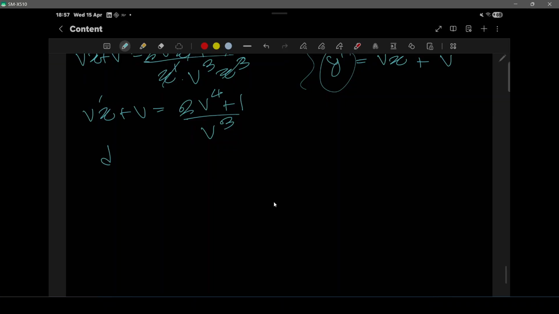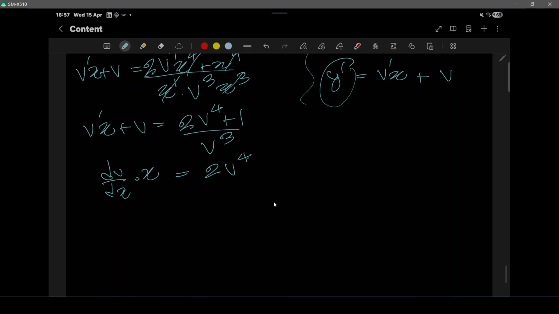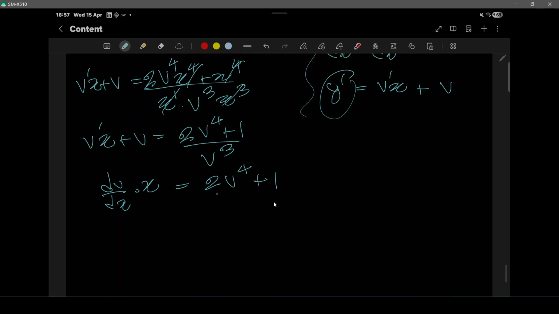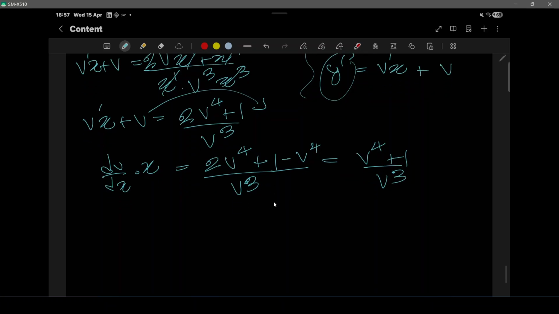So again, if you look at this, dv over dx times x is equal to 2v to the power 4 plus 1 over v cubed. If you put this v to this side, it becomes minus v. So it's like minus v to the power 4, which is just equal to v to the power 4 plus 1 over v cubed. Now what you can see, this is the variable separable method.